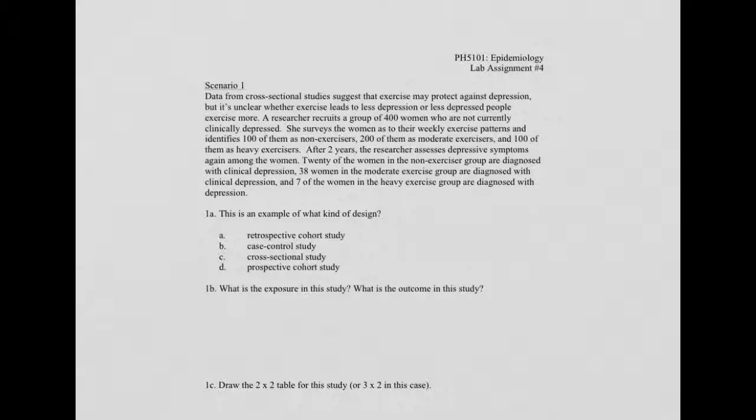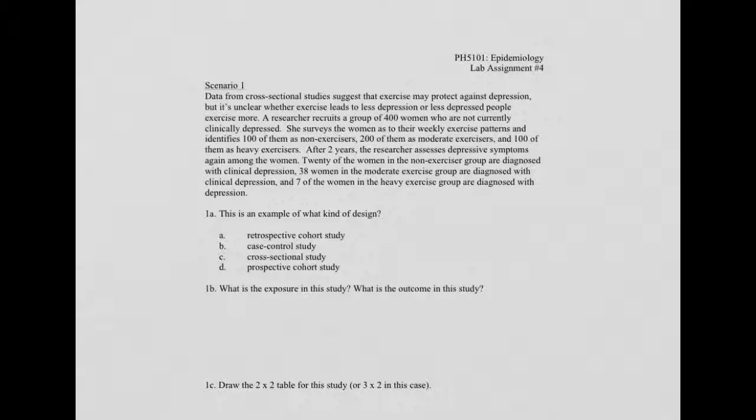So for scenario 1, it says data from cross-sectional studies suggest that exercise may protect against depression, but it's unclear whether exercise leads to less depression or less depressed people exercise more. So there's an issue of temporality here. A researcher recruits a group of 400 women who are not currently clinically depressed. So this should clue you in. We are recruiting a disease-free cohort.